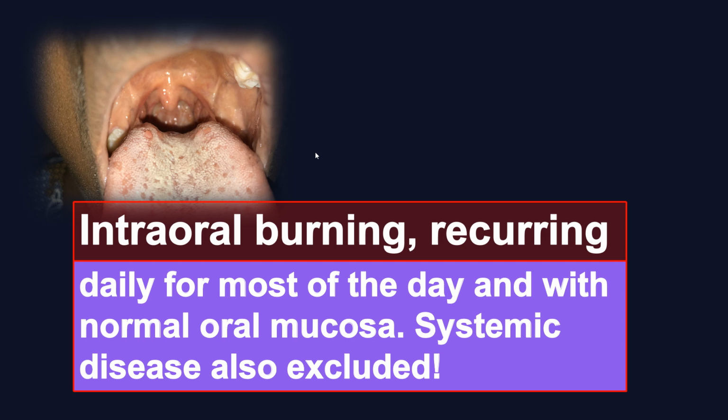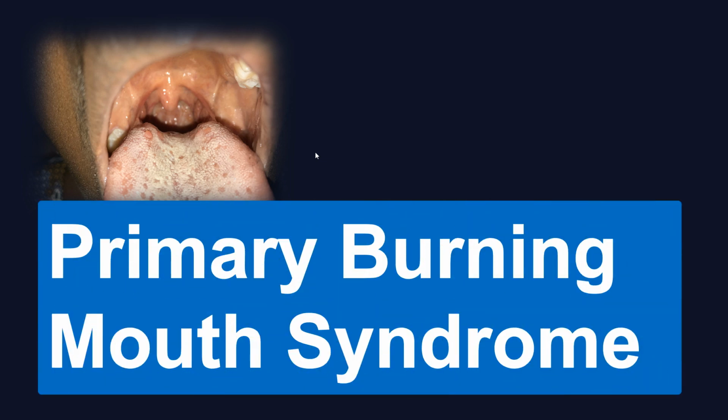When we look at this definition, one thing comes out to be very important, and that is the fact that all these symptoms are going on in the presence of clinically normal or healthy oral mucosa, and without the presence of a systemic disease that will explain the symptoms. This definition is classically given to primary burning mouth syndrome, as opposed to secondary burning mouth syndrome, where there will be some local or systemic reason for the oral burning. From now onwards, anytime I say BMS, assume primary burning mouth syndrome, unless I say otherwise.